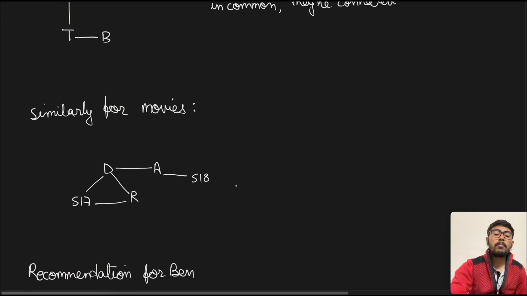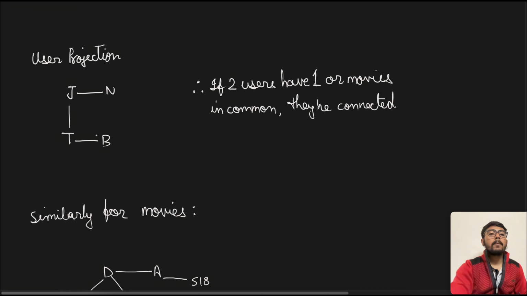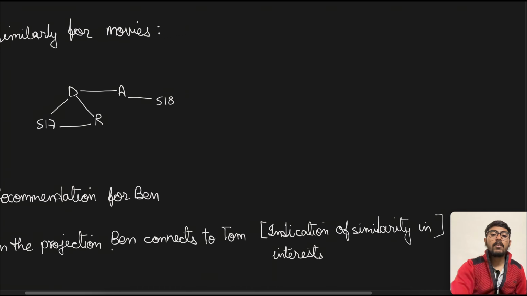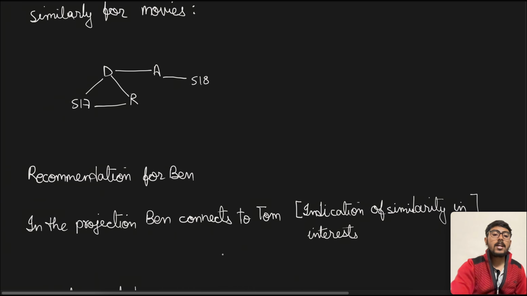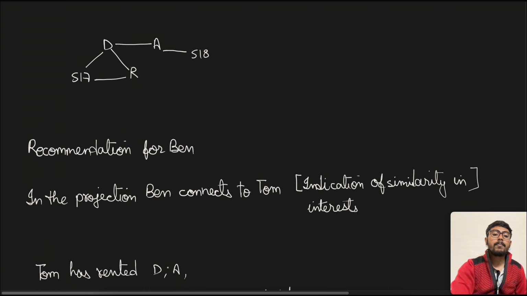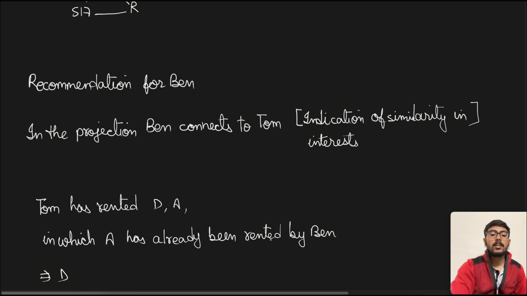Next, we move to the final question asked, which is the recommendation for Ben. Since Ben is only connected to Tom, both of them are going to have somewhat similar interests. In the projection, Ben connects to Tom, indicating similarity in interests, right? So what we find is Tom has rented D and A, out of which A has already been rented by Ben. So there is only one recommendation left, which is D.